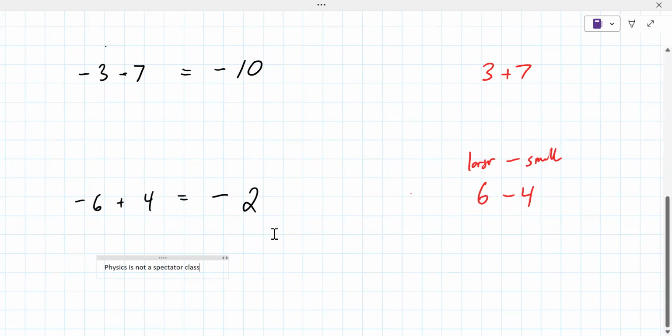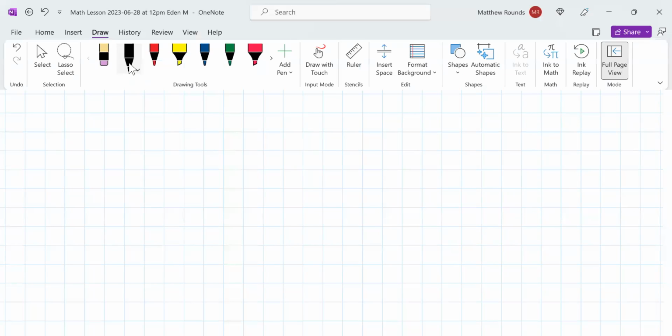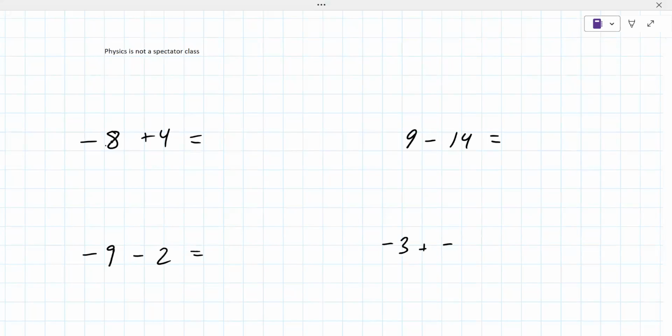All right. So a few more problems for you to try here. Let's go. I'll give you 4 to work on: negative 8 plus 4 equals, negative 9 minus 2 equals, 9 minus 14 equals, and negative 3 plus negative 8 equals. So go ahead and try these and work them out. Let me know what you come up with.